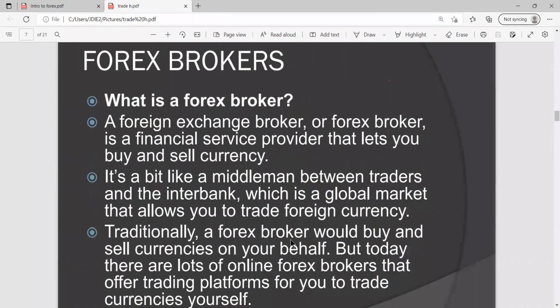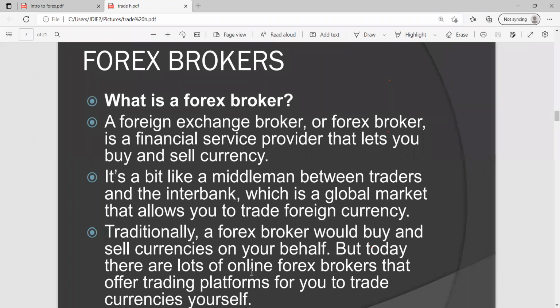Similar, right? This evening as well, we'll be having a broker, the forex broker that I use in Ghana. They are situated in Cantonments, Ghana. Their name is Gildex Limited. In case you want to open a forex account, you will need a broker. A foreign exchange broker, or forex broker, is a financial service provider that lets you buy or sell currencies.